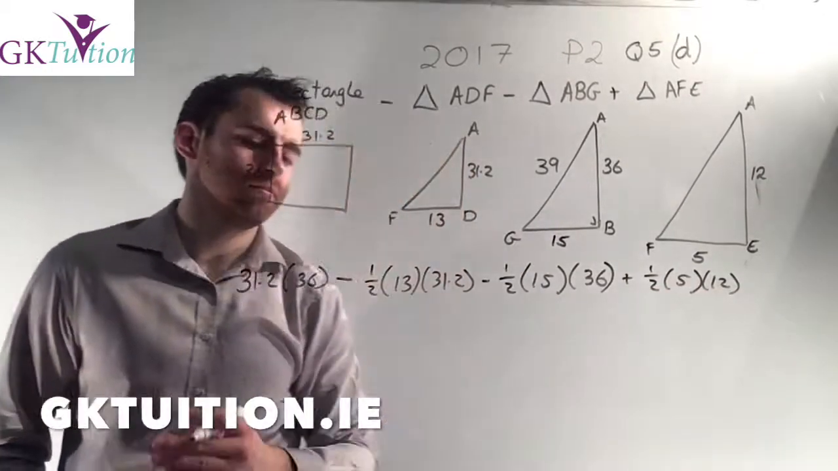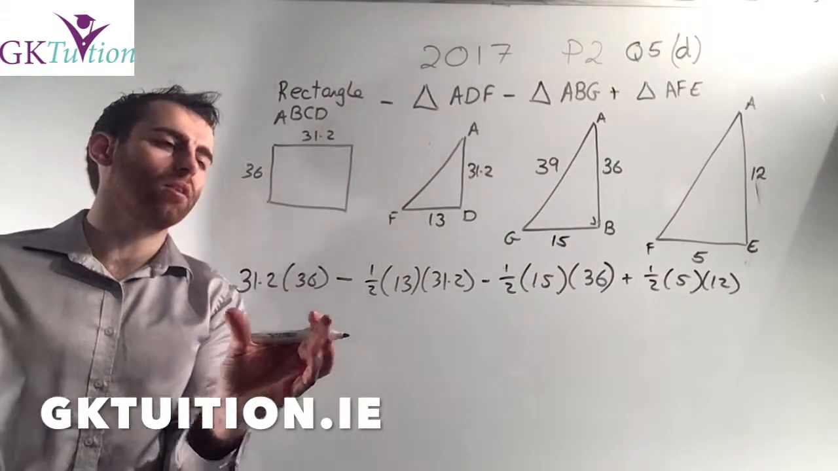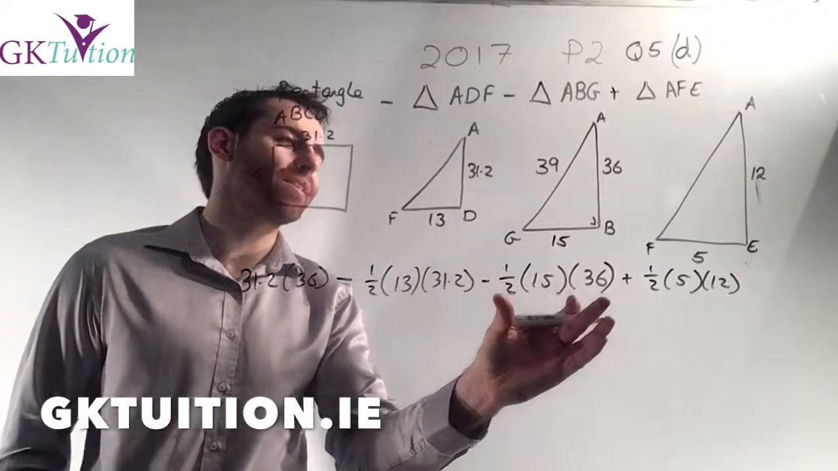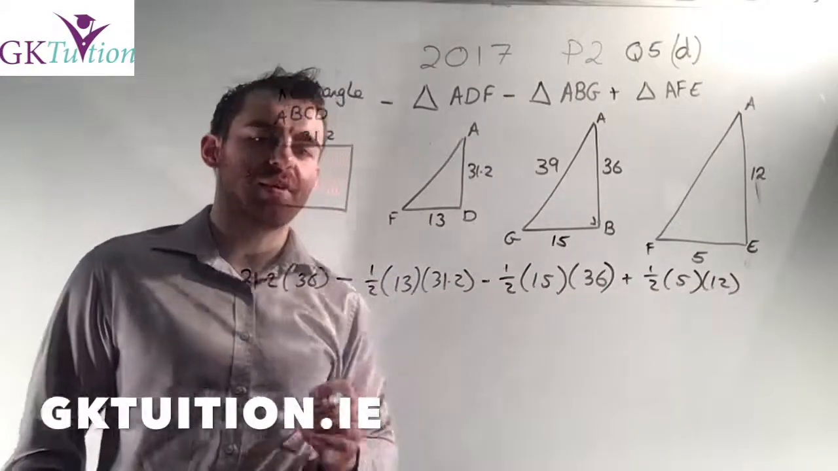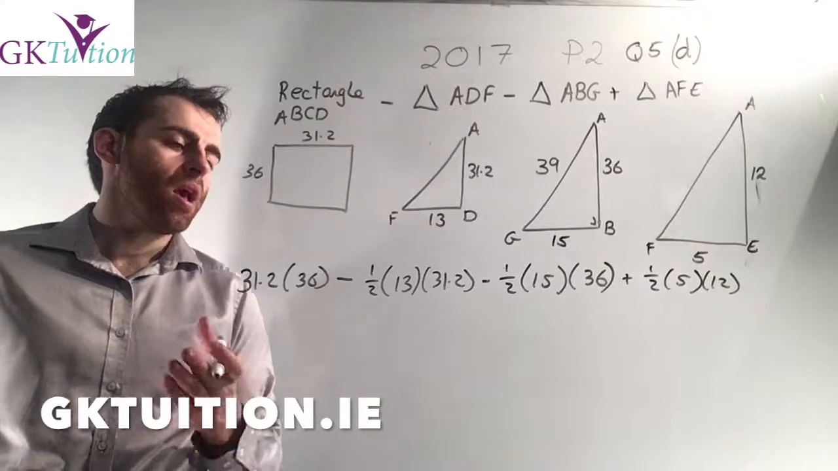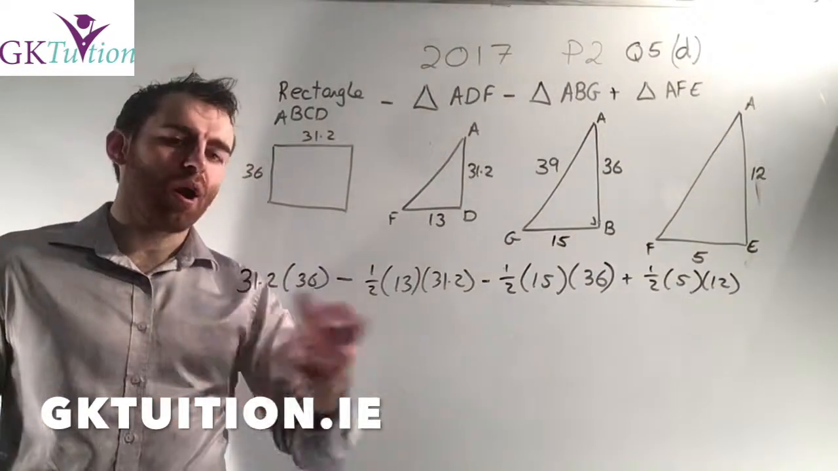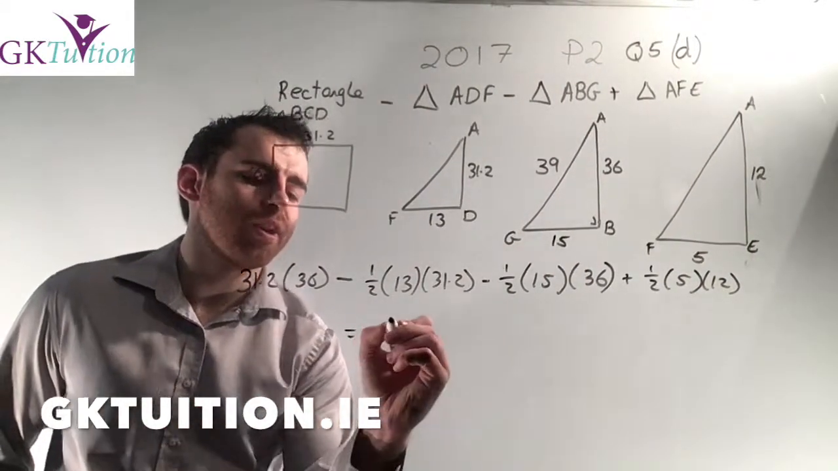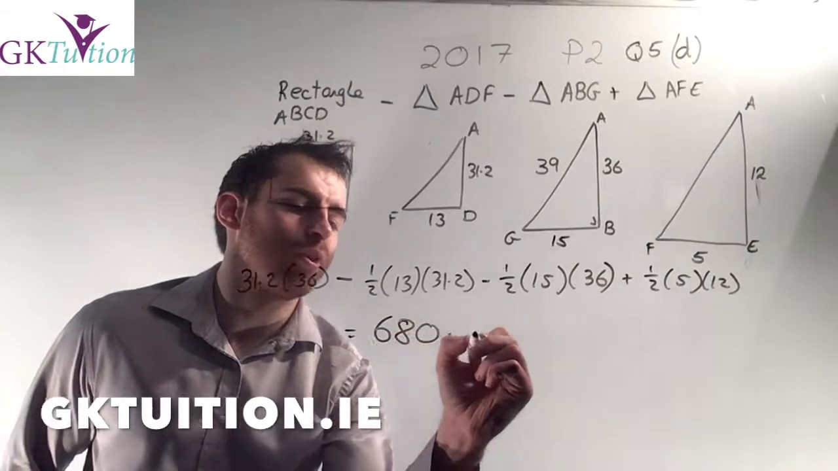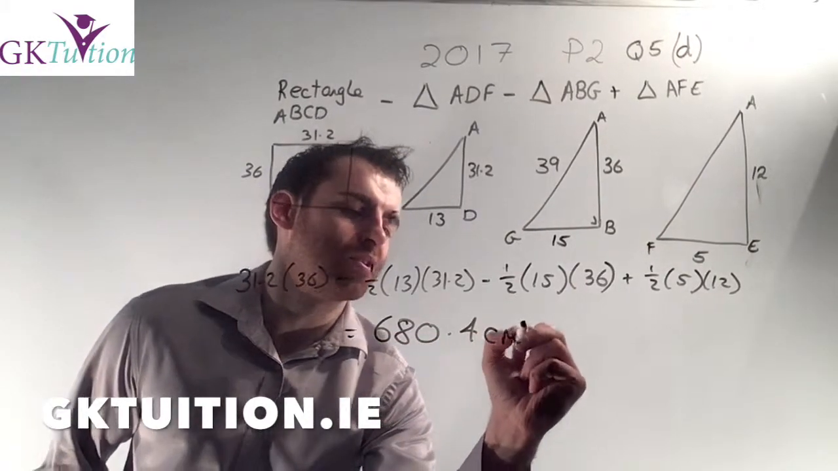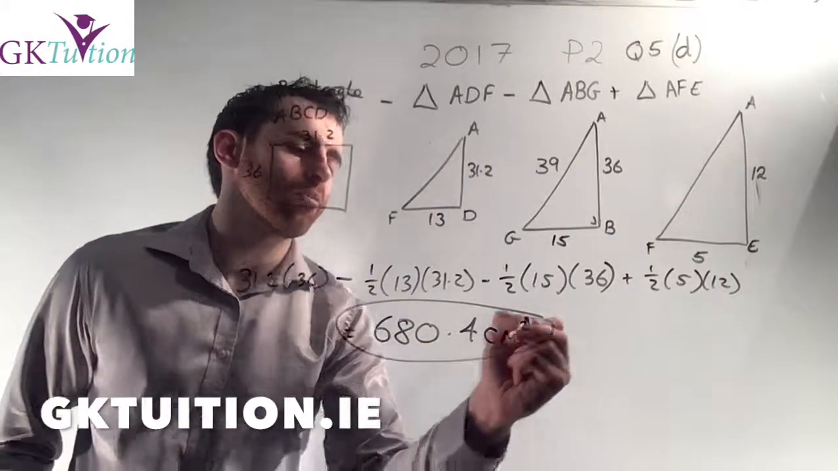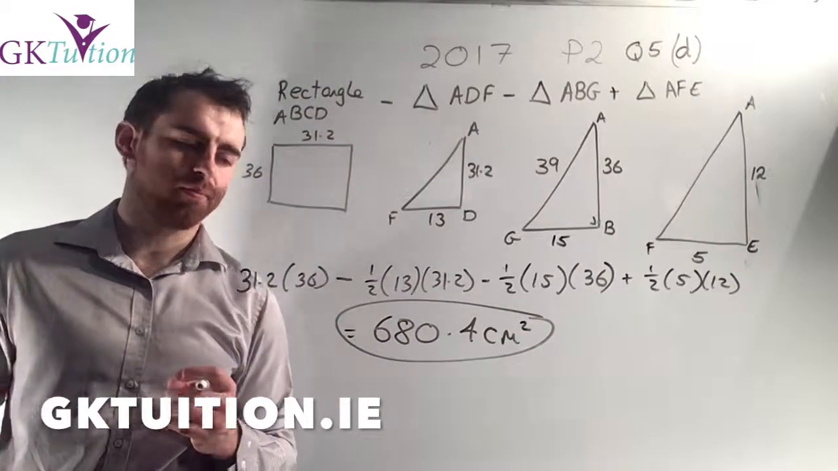multiplied by 12. So it's the area of the large rectangle minus ADF minus ABG plus AFE. You plug all that into your calculator, and your final answer there is 680.4 centimeters squared. So when you're dealing with area, remember things are always going to be squared.